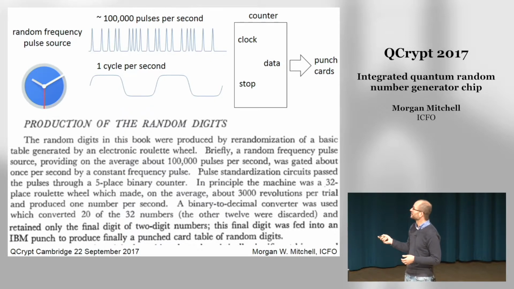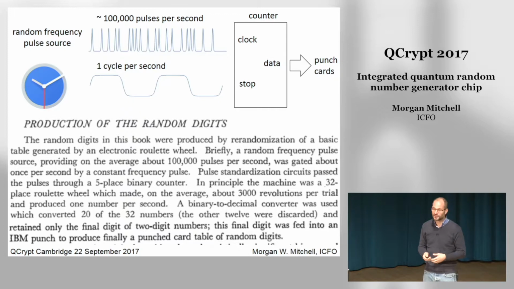And then they took a regular clock, 1 cycle per second, and they put those together in a counter so that the counter would count these until a stop pulse arrived from the clock, and then they would freeze this data and they would put it onto punch cards. Okay? And this was their way of generating one. It would give them 1 digit per second.